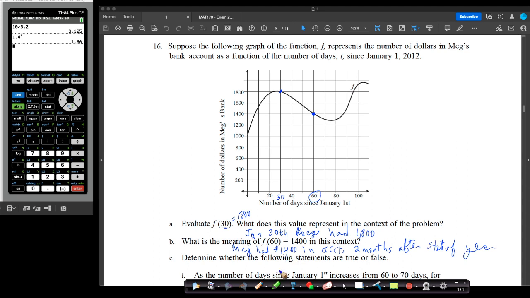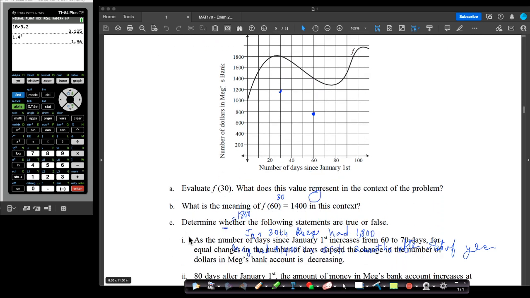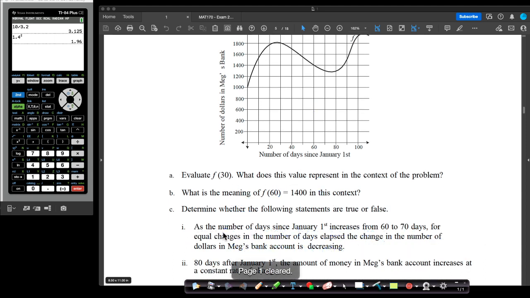Something like that. Determine whether the following statements are true or false. So we'll kind of go back and forth between this, I think, because it's just not enough room to show it all. Let me clear off these so they don't get in the way. As the number of days since January 1st increases from 60 to 70, so that's this little segment here, for equal changes in the number of days elapsed, the change in the number of dollars in Meg's bank account was decreasing. What does that mean?